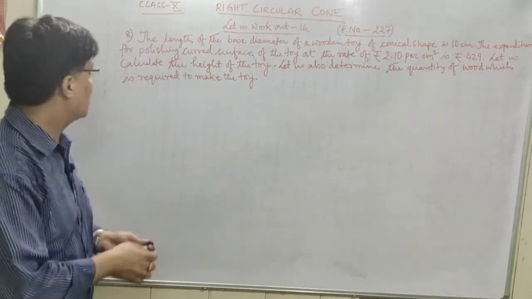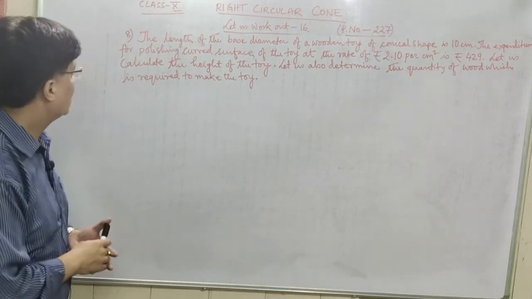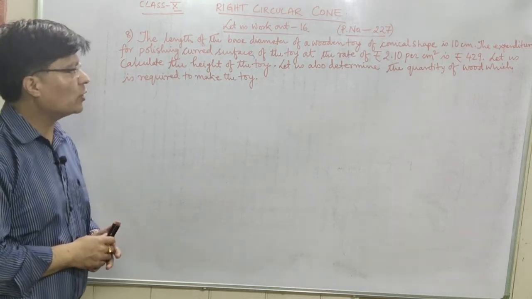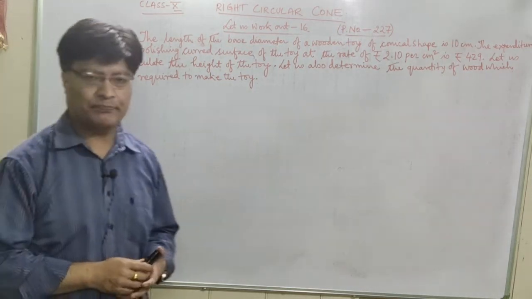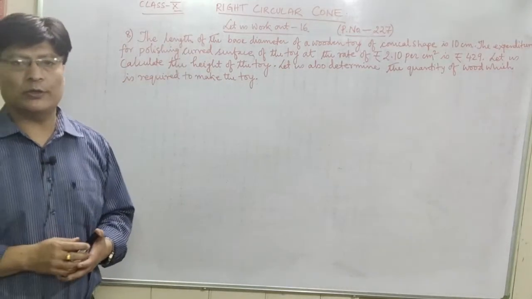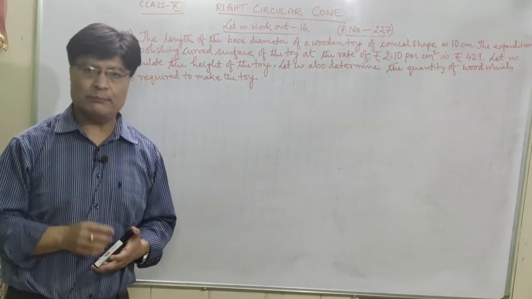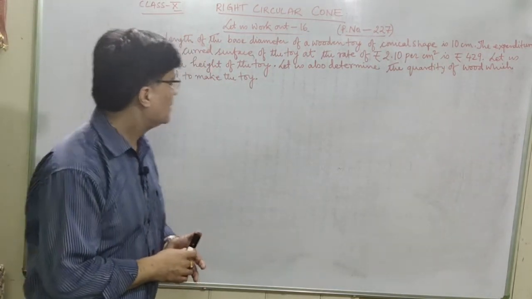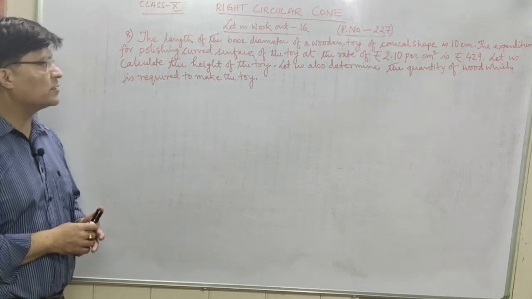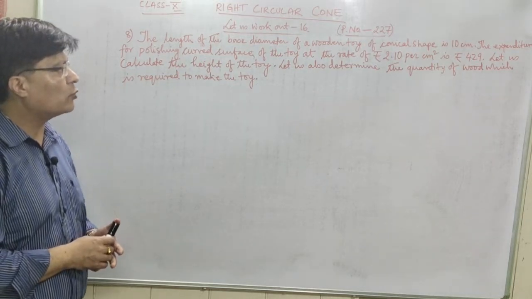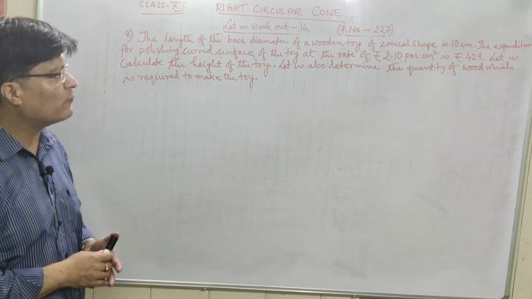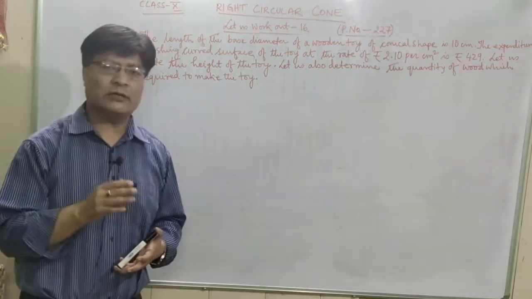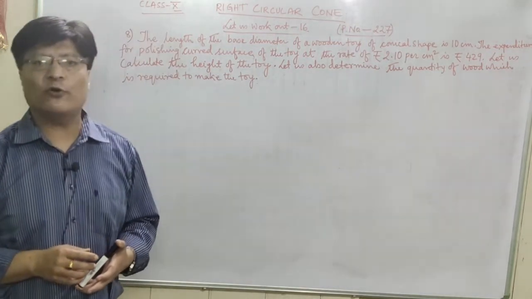So now we'll do the next question, that is question number 8. The question number 8 is, the length of the base diameter of a wooden toy of conical shape is 10 centimeter. So there is a wooden toy of conical shape. Its base diameter is 10 centimeter. Okay. So next, the expenditure for polishing the curved surface of the toy at the rate of rupees 2.10 per square centimeter is rupees 429. That is, the total expenditure for coloring the curved surface area of the toy is rupees 429.